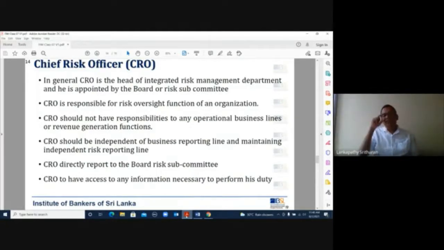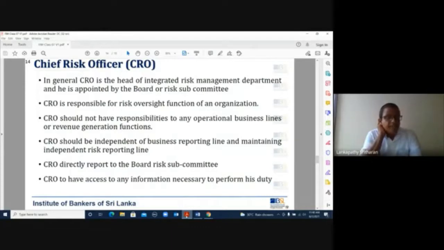For example, if the Chief Risk Officer is involved with the credit function, and if something goes wrong in the credit function's risk management, then since he is in charge of both things, he may hesitate to escalate those risks to the top management. So there will be a conflict of interest. That's what it says: the Chief Risk Officer should not have responsibilities for any operational business lines or revenue generation functions.